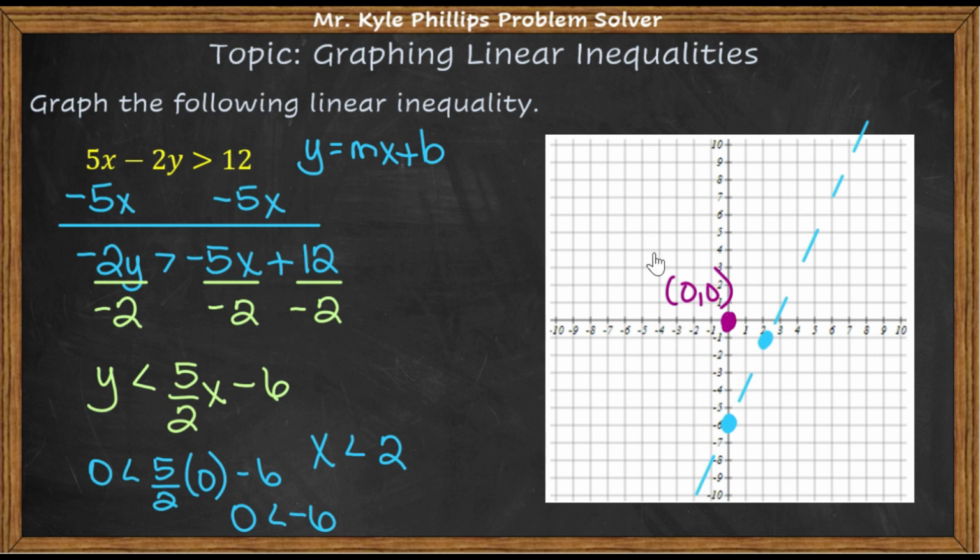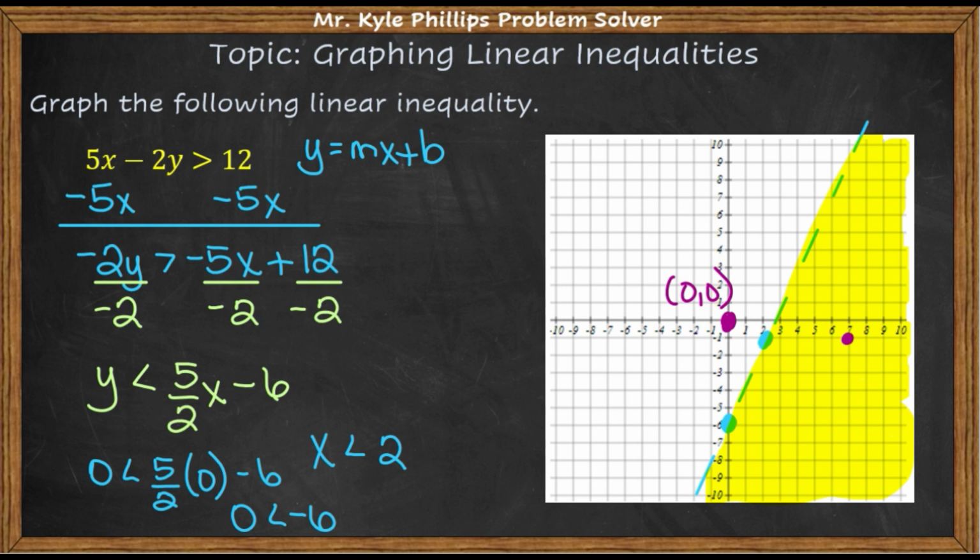So I'm not going to shade on the side with 0, 0. Rather, I'm going to shade on the side opposite 0, 0. So here, all of these coordinates on this side of the line are solutions to this inequality. What that means is I could pick any coordinate point, say this one, 7, negative 1. If I took 7 and plugged it in for x and negative 1 and plugged it in for y, this would produce a true statement. And that's how we graph linear inequalities.